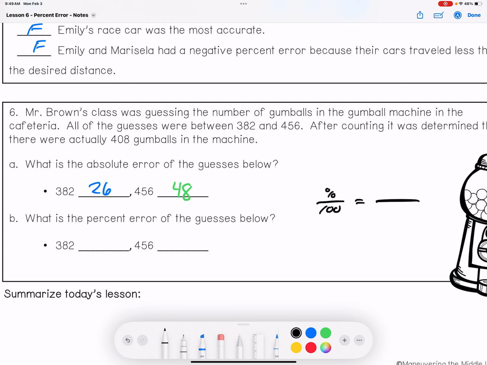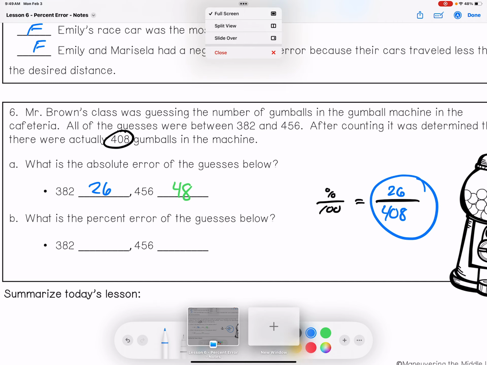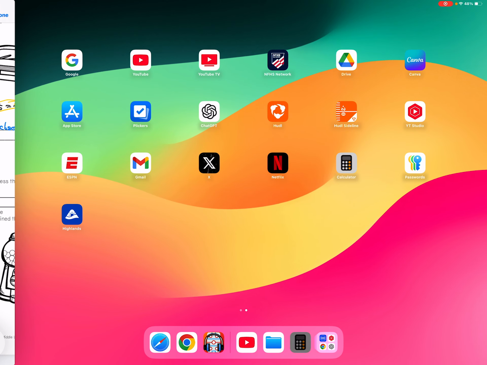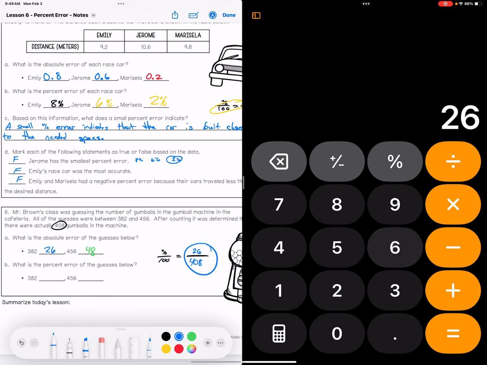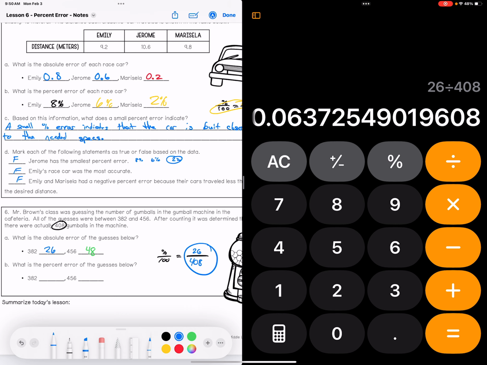All right. So what was the actual number? It was 408. And then what was the change? We already solved that. So all you really had to do was divide 26 divided by 408. So let's do that. 26 divided by 408 gives us 0.0637.